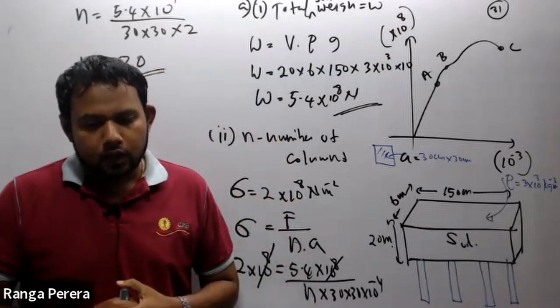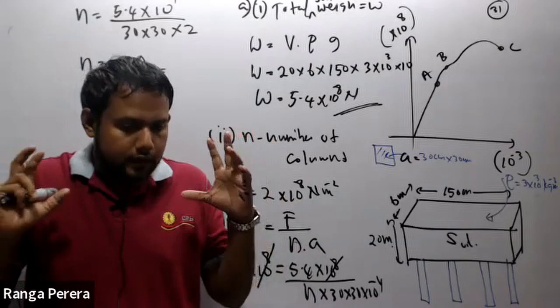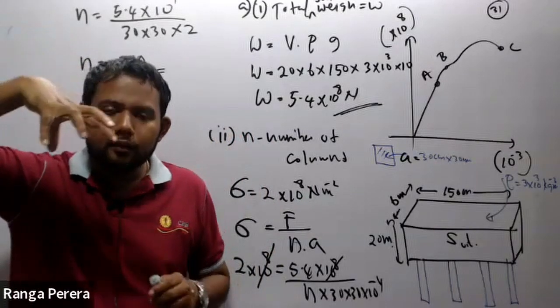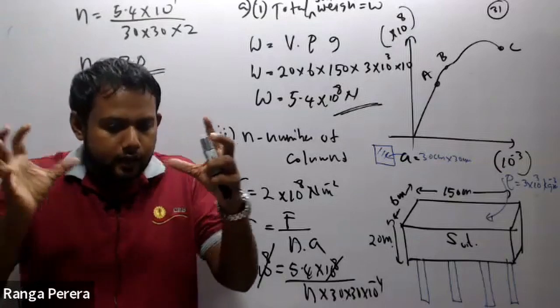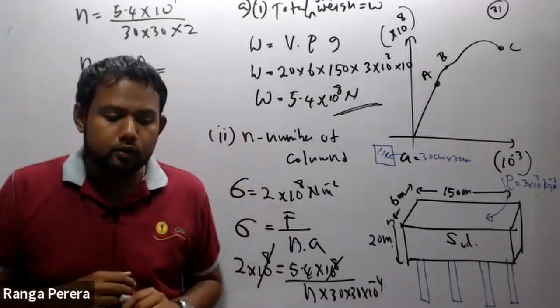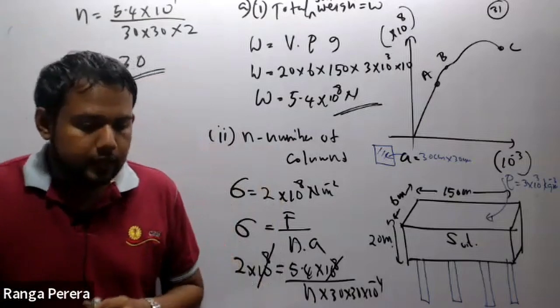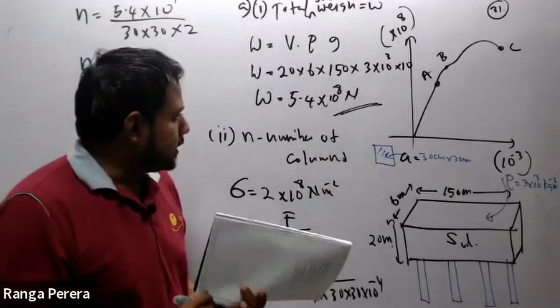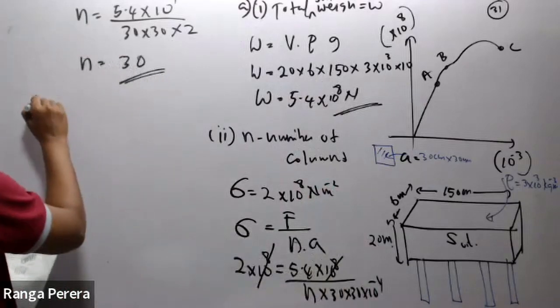30 columns. So as civil engineers, what they are doing is they take the total weight, the entire weight of the system, and decide how many columns they have to place to tolerate that total weight. So it's something like this. Right, now I will come to part B.